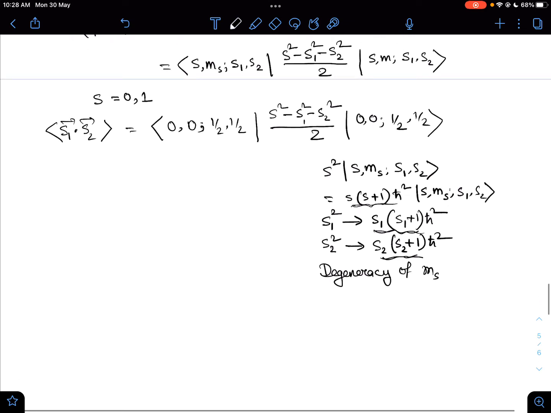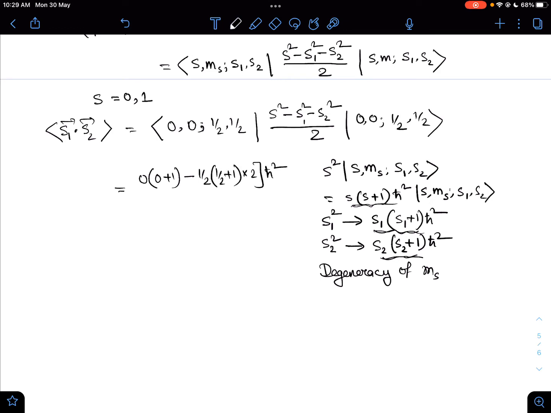So this will give us (0 + 1 − 1/2 (1/2 + 1) × 2) ħ squared by 2. So what will we have? We will have minus half into 3 by 2 ħ squared. So it will give us minus 3/4 ħ squared.